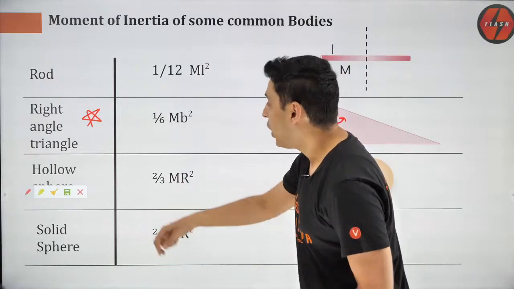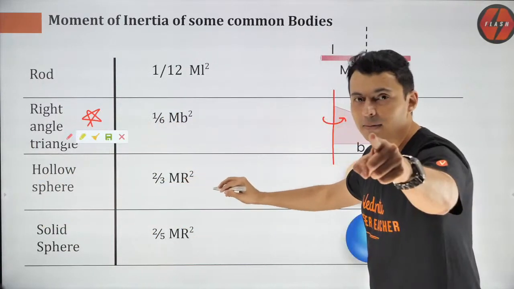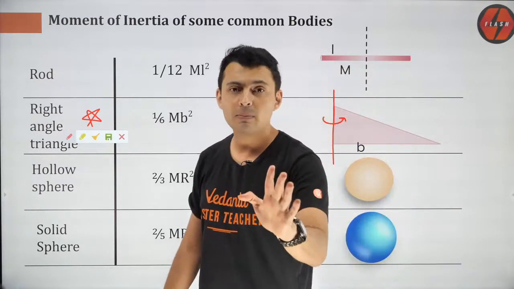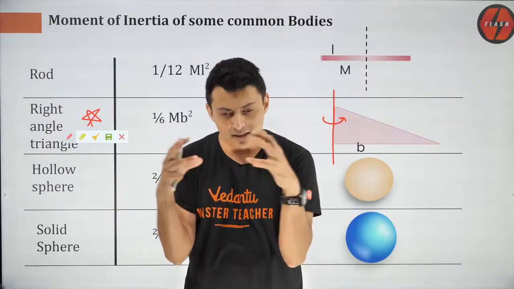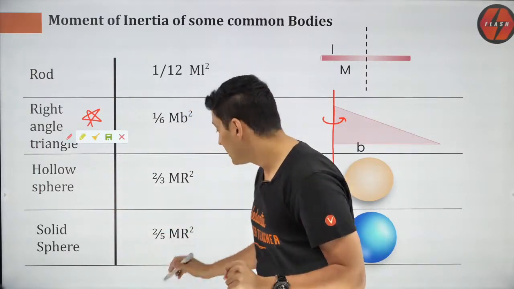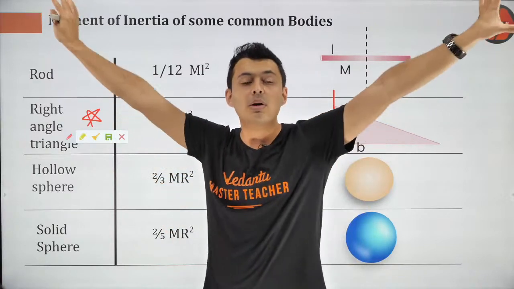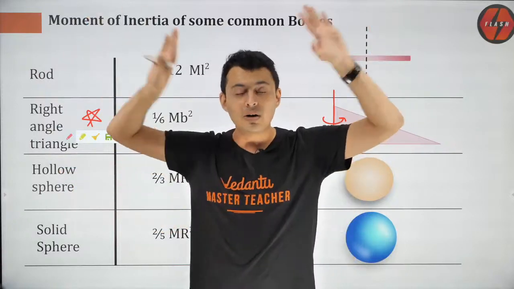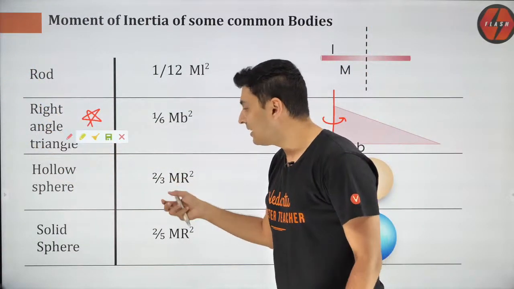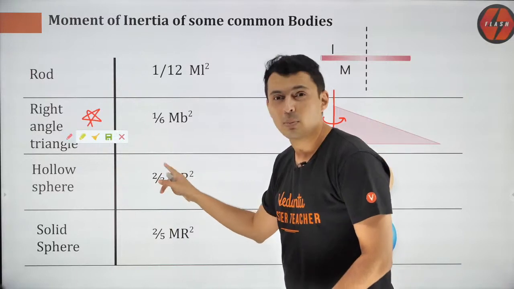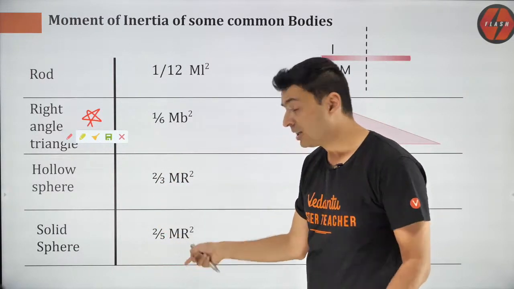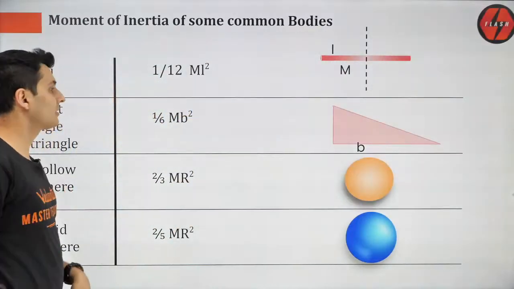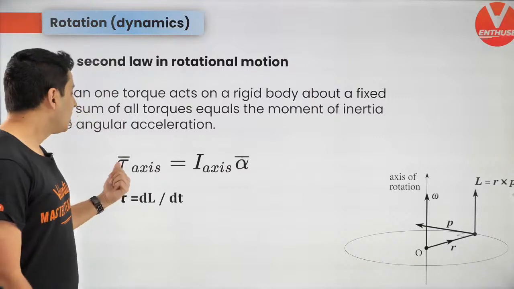Then hollow sphere, 2 by 3 mr square, this is hollow. Solid, 2 by 5. One way to remember is, if it is more concentrated at the center, the factor which comes will be less. If it is more towards the outer side, then the factor will be more. So for hollow, the masses are on the outer side, so 2 by 3 is slightly higher, 0.66. This 2 by 5 is very small because the masses are more towards the center. That's one way of remembering this. I hope that helps. Next.